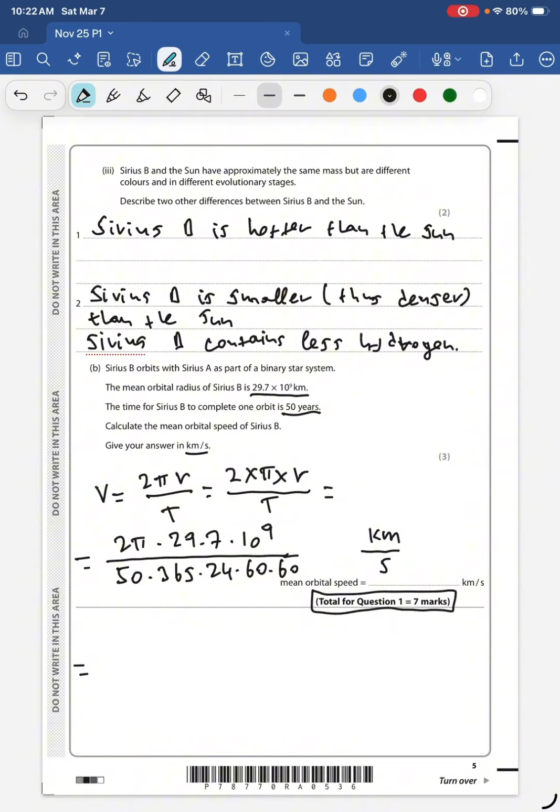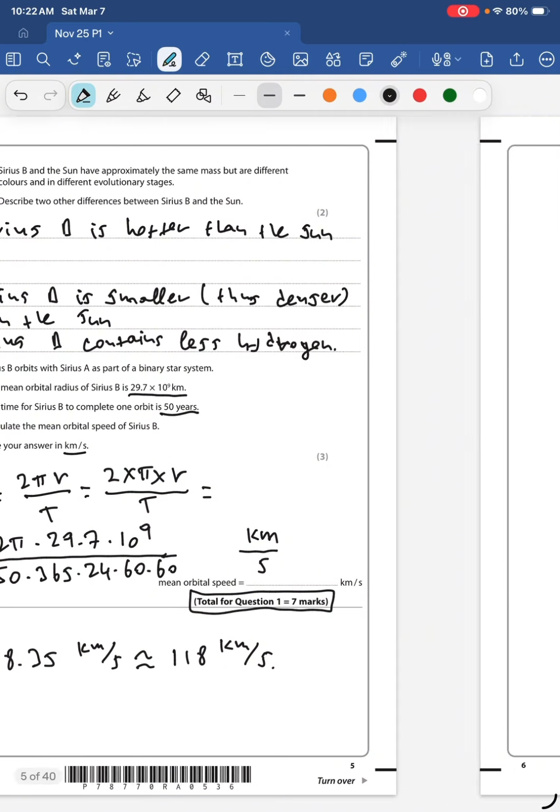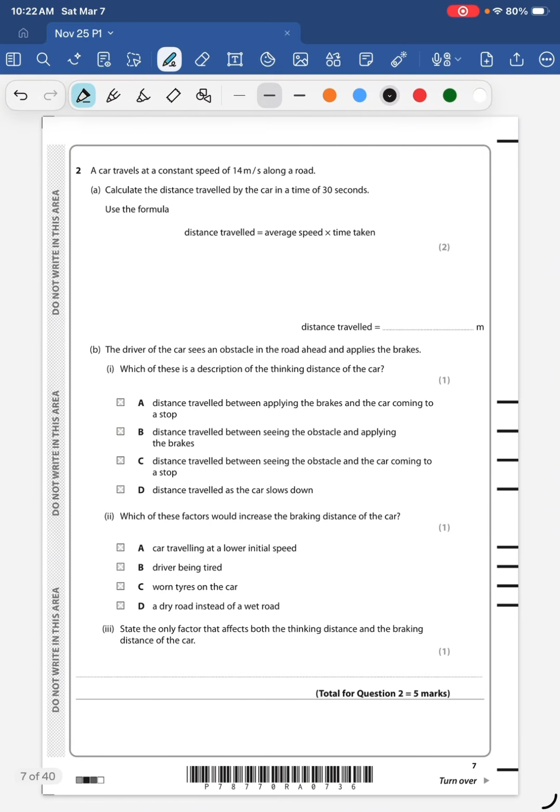If we perform the calculation, we will find 118.35 kilometers per second, which you can write as 118 kilometers per second. And this was question 1. Let's move on to question number 2.